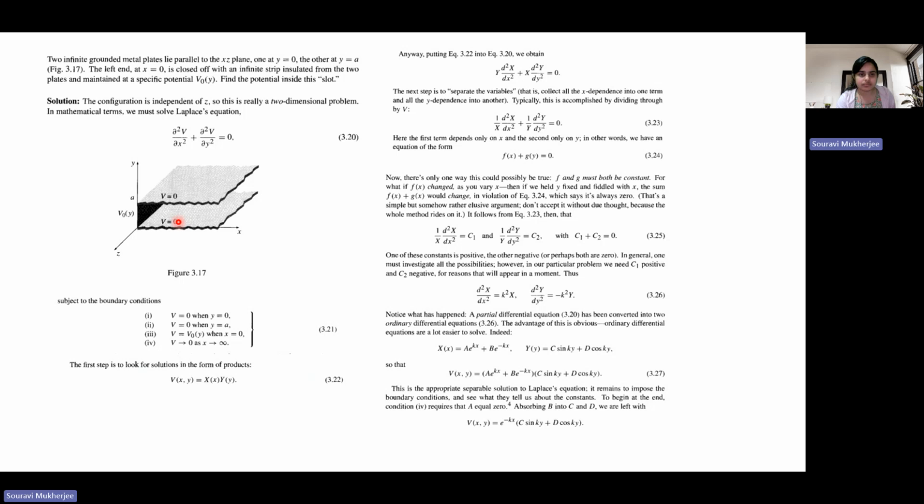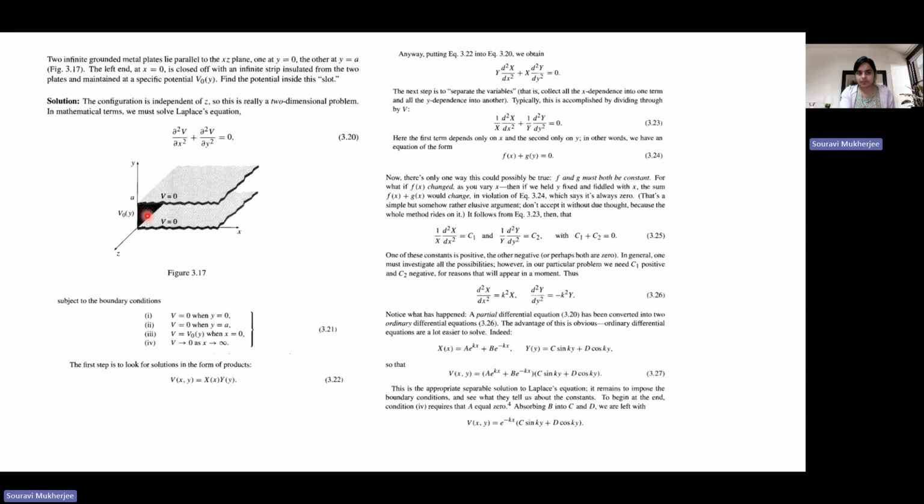And there is this conducting infinite strip here, which is isolated from these two plates. And here it is at a constant potential V. Now what is asked is to find the potential inside this slot. Basically, you have to find the potential all throughout this region between these two plates.